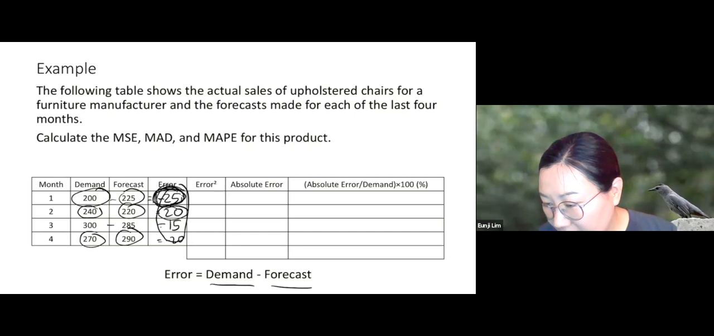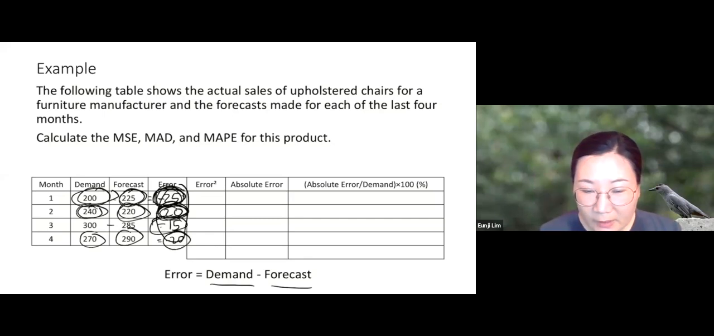But what does it tell us? Negative 25 means that the forecast is 25 away from the demand. And the forecast is 20 away from the demand, and 15 away, and 20 away. We don't care if the error is negative or not. We only care about how far away the forecast is from the actual demand. So in other words, we are interested in the absolute value of the error. We want to drop the sign of the error.